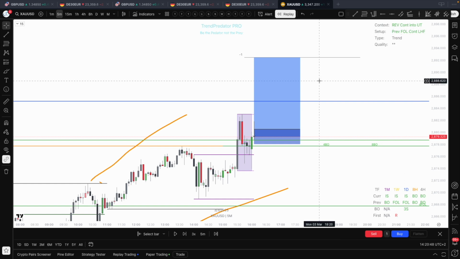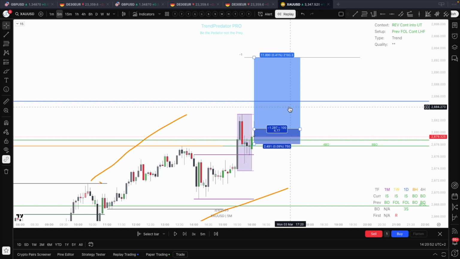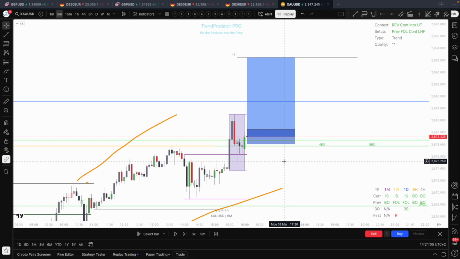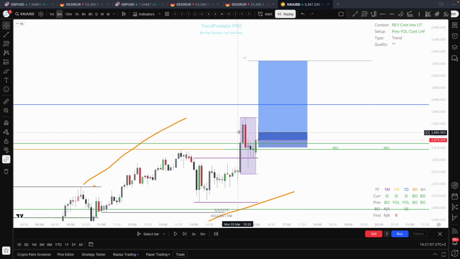The setup is a previous fake out low. That's the day one. Continuation, trend trades, 2 stars. You have the open box here, and we're coming into third hour, my favorite moment. Everything is already bullish, and then you get here a nice green switch candle indicated by my fake out highlighter. That's trend predator fake out.